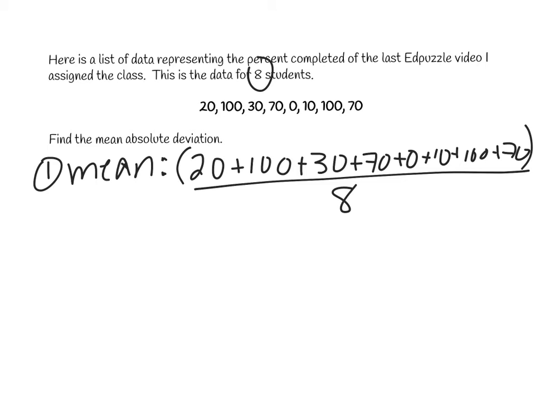Okay, so I'm going to grab my calculator and let me do this. 20 plus 100 plus 30 plus 70 plus 0 plus 10 plus 100 plus 70. 1, 2, 3, 4, 5, 6, 7, 8. Make sure I got them all. That gives me 400, and then divide by 8, and that gives me 50. Okay, so one thing I'm realizing as I'm doing this, these means are coming out even. A lot of times they won't. Like if you get 50.3, just round it to the whole number.